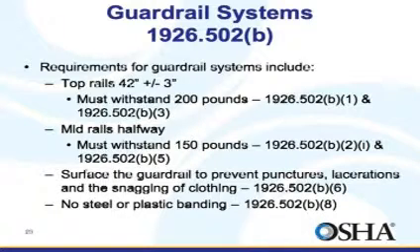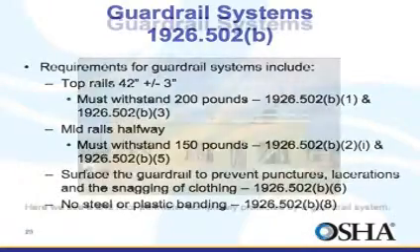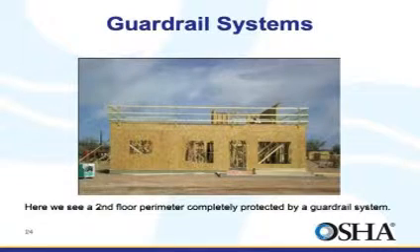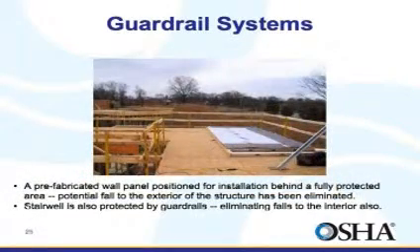And remember, whenever there's a possibility for objects to fall on workers below, you must install toe boards. Here we see a second floor perimeter completely protected by a guardrail system. And from this angle, we can see a prefabricated wall panel in position to be installed from within a fully protected area. The potential for a fall to the exterior in this instance has been eliminated.